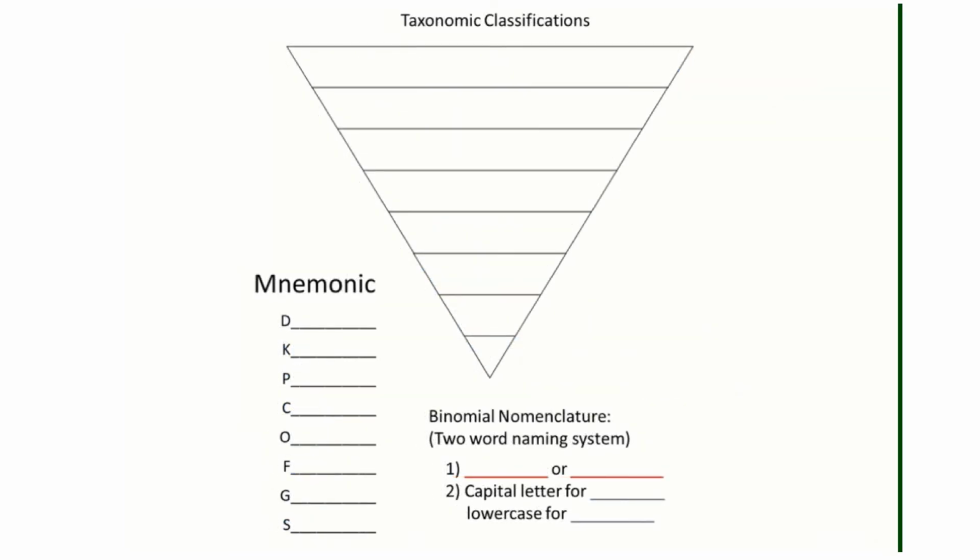Understanding the hierarchy of taxonomic classifications will be very helpful when you're looking at the binomial nomenclature, which is basically a two-word naming system. Now, this system consists of a capital and a lowercase letter. Sometimes these are underlined or they are italicized. Overall, you need to understand that the capital letter represents the genus and the lowercase letter represents the species.